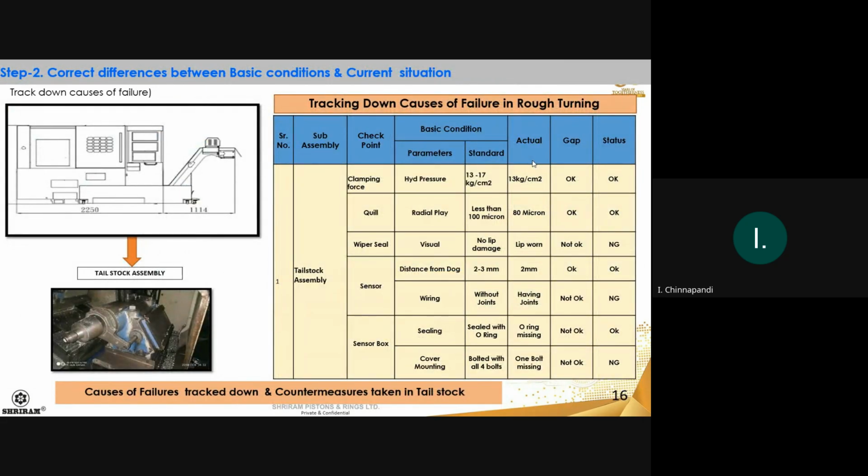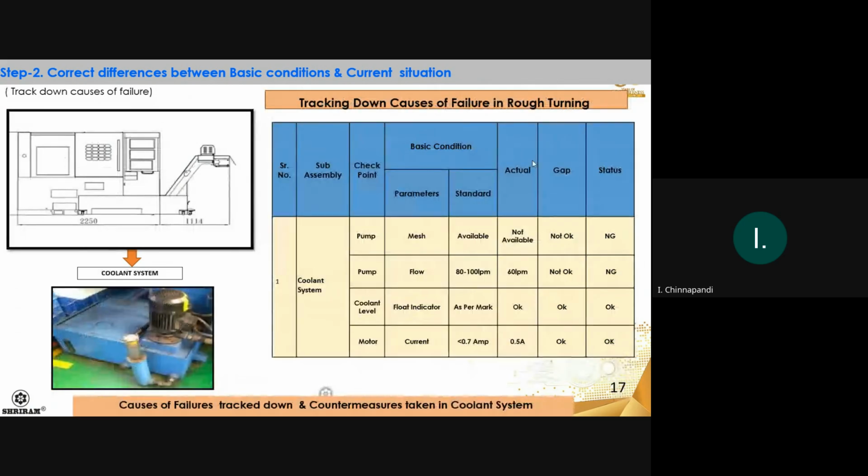And this is the identification of equipment if any part failure happens. We will check according to some standard: what should be the actual, and whether it's okay or not okay. When it's not okay, there we plan corrective and preventive actions or countermeasures. Next. The same thing is for tail stock, and this is for coolant pump. Next.